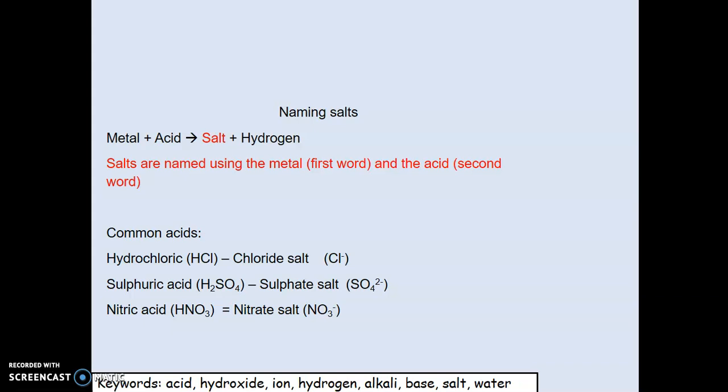Because obviously hydrochloric acid, HCl, contains chlorine, so that produces chloride ions which bond with the metal. Sulfuric acid is H2SO4, which contains a sulfate group, which then bonds with the metal, and nitric acid is HNO3, which contains a nitrate group, the NO3 part, which bonds with the metal to make the salt.